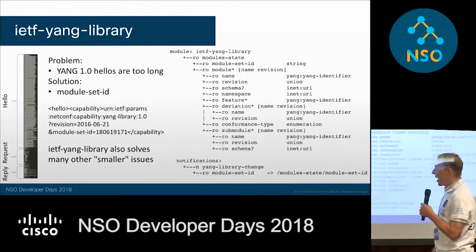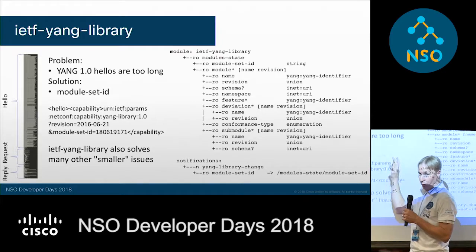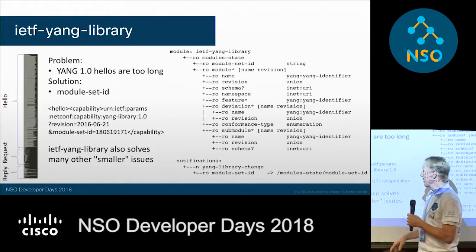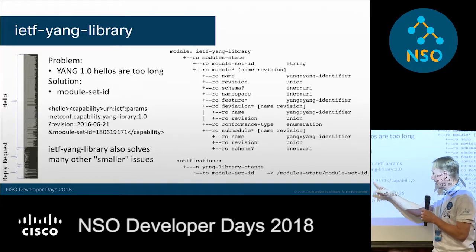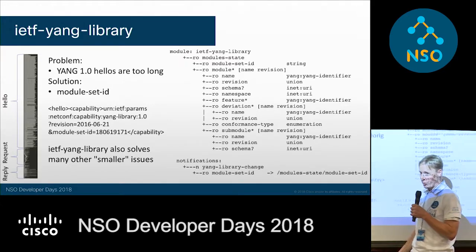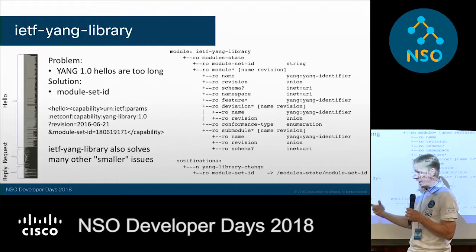So in Yang 1.1, modules are not listed in here anymore. So if you move over a lot of your modules to Yang 1.1, the hello message will get shorter. So that's good for efficiency. And instead, there's something called module-set-id, which is some sort of string or number representing the set of Yang modules I have. The next time I change which modules I have, I will change this number.